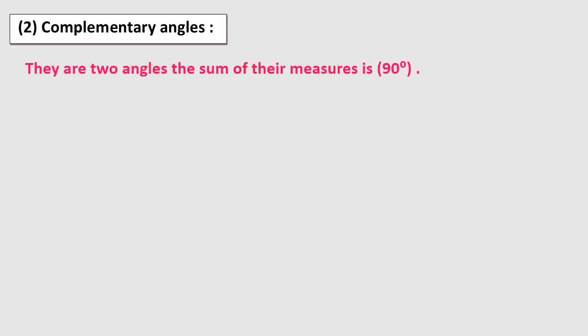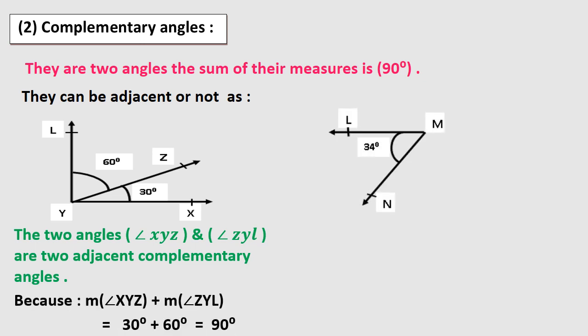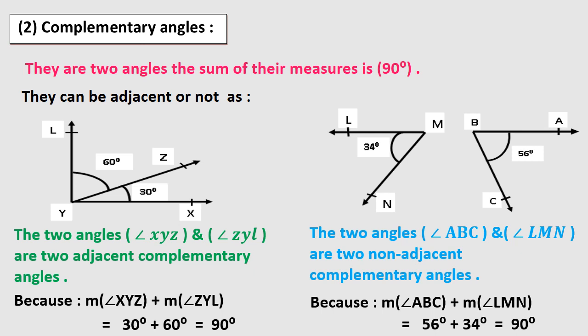Number 2, complementary angles. They are two angles, the sum of their measures is 90 degrees. They can be adjacent or not. Like this, they are two angles adjacent and complementary, the angle XYZ and the angle ZYL. 30 plus 60 equal 90 degrees. Number 2, I have two angles, but they are non-adjacent. They are complementary only, because 34 plus 56 equal 90 degrees.